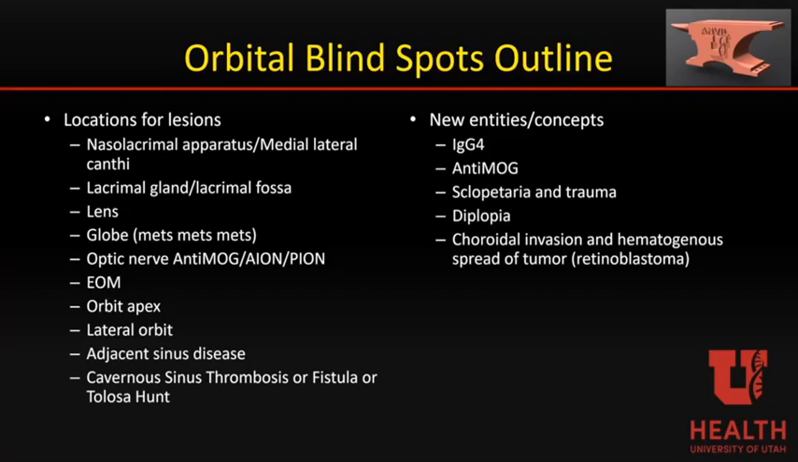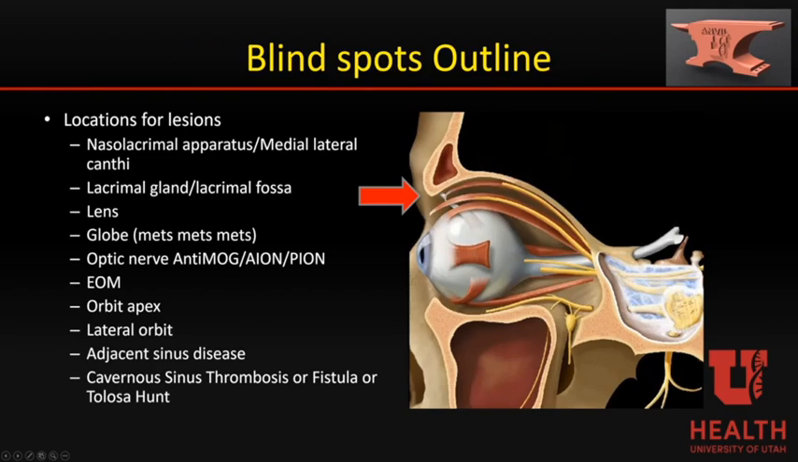Today we'll be discussing several new entities and concepts in orbital imaging and reinforcing those concepts in some of the topics that have been discussed today. These include IgG4, anti-MOG, aquaporin, a new concept of Sclopetaria in trauma. We'll talk about diplopia and spread of tumors. We'll also discuss the location for blind spots by their anatomic location.